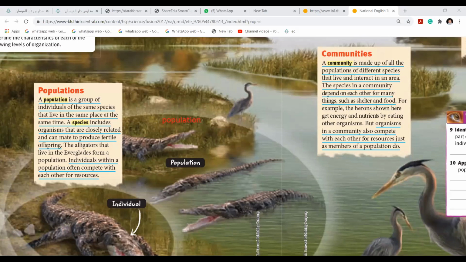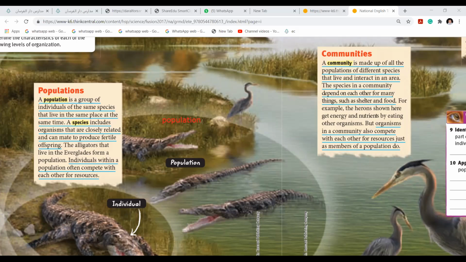They are closely related. Sometimes some animals don't look alike, but they are the same species, and even that can be counted. For example, you have alligators and different crocodiles, and all these are the same kind of species, so it's okay. I can count them. So that is one kind of population. But communities will have many populations in them. Many different populations will join, and then they will become a community.